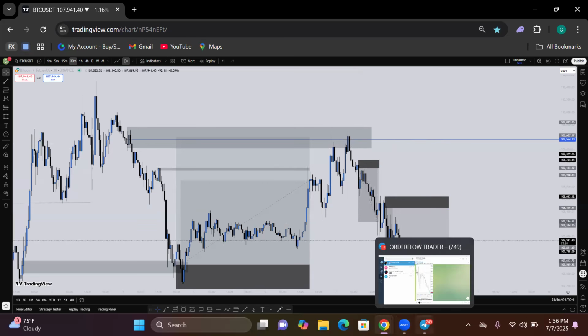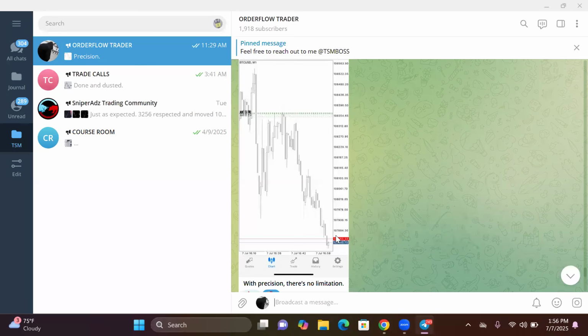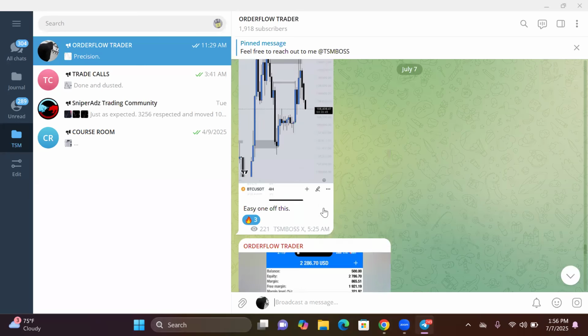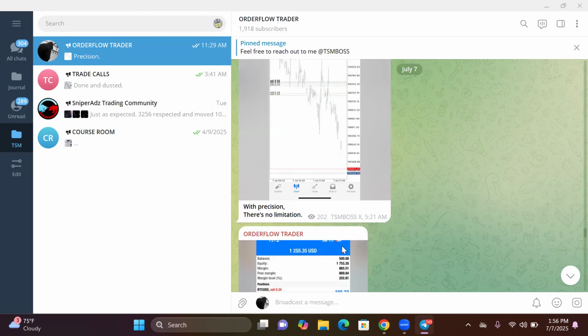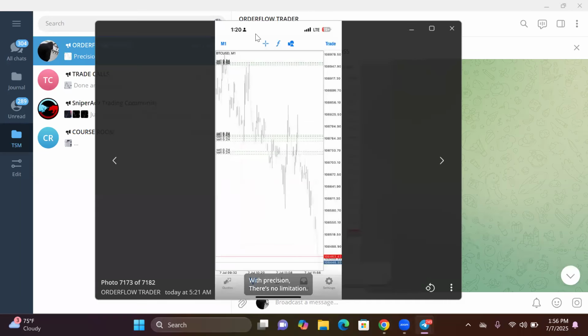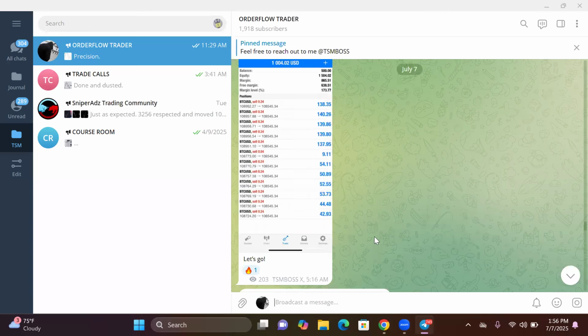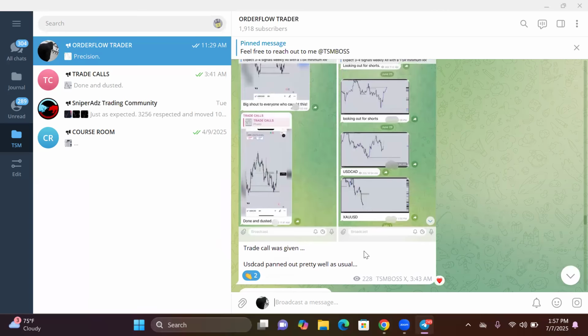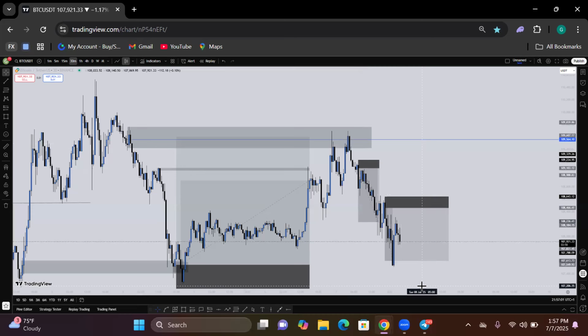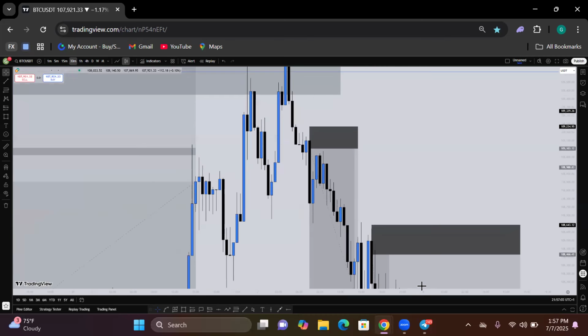And remember, the first entry we actually did post right in the free Telegram community. This is it. You can literally see where the entry was right here, and the second entry was taken right at this particular point. So I'm going to show you the first point of entry, right? So here we go.